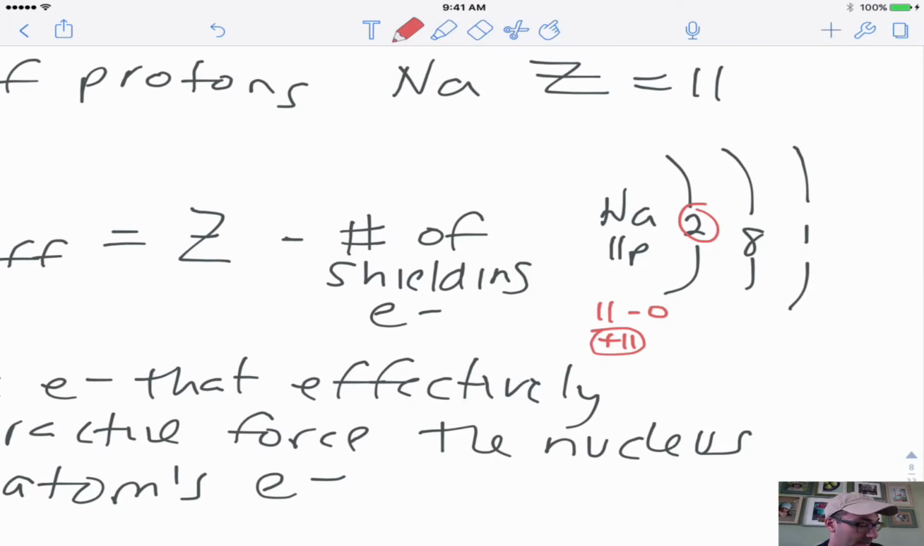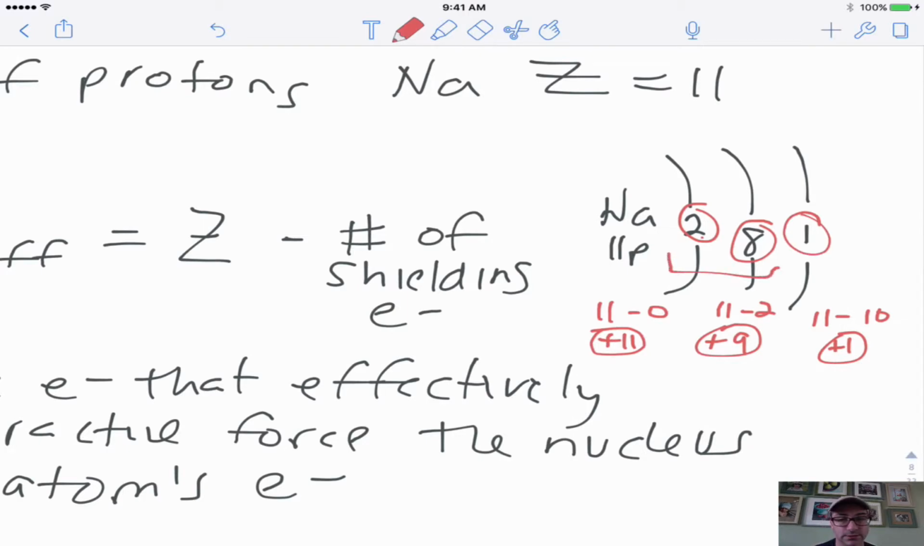If I look at these 8 electrons, well, these still have 11 protons pulling on them, but now we have minus 2 inner core electrons blocking them, and that gives them a Zeff of plus 9. And if we look at this outer electron here, this is 11 minus 8 and 2, so minus 10. So this has a Zeff of plus 1. So the pull on that last electron is much lower than the pull that's on the core electrons. These are considered the core electrons.